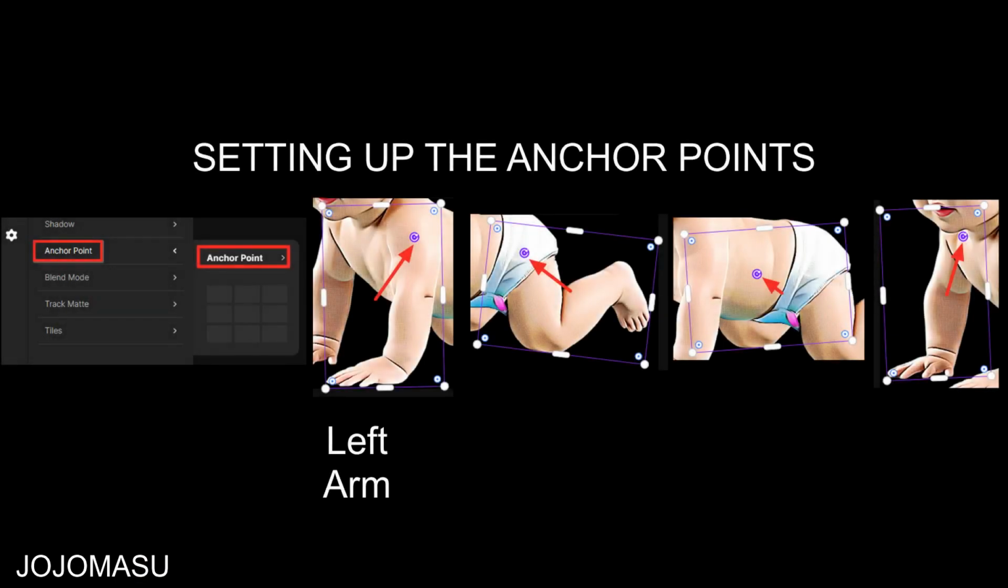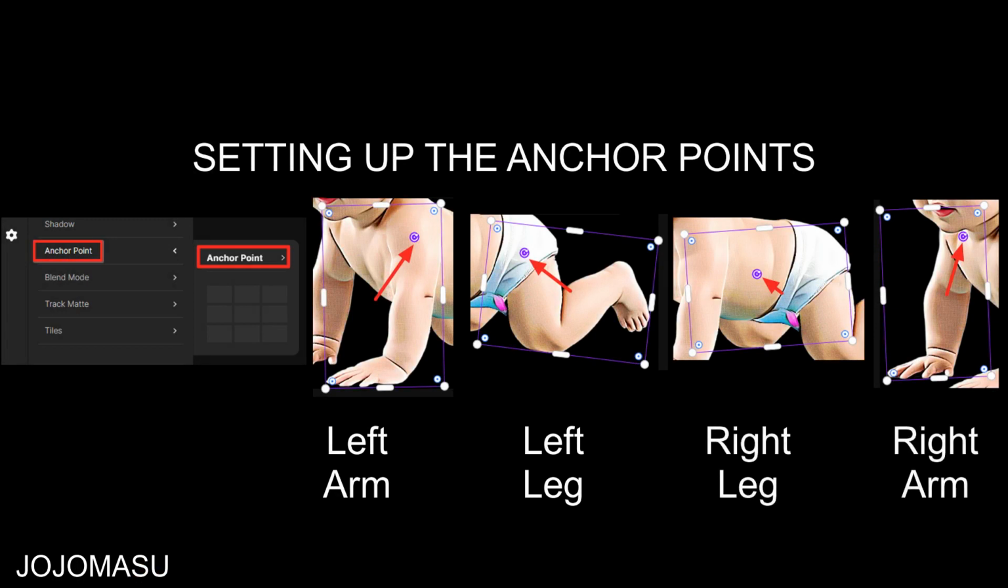The next step is to set up the anchor points. I've shown you here approximately where the anchor points should go. This is where the rotation is going to pivot like a joint.